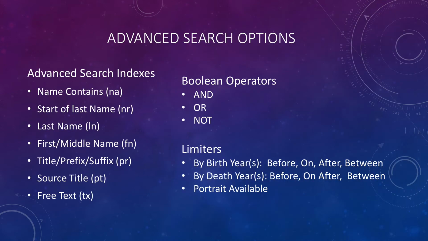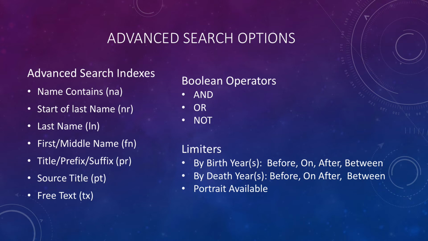After trying the basic search, you may find that your search needs further refinement. If that's the case, then it's time to move to the advanced search. However, before we move to the advanced search page, let's go over the options available to you. Option number 1 is the 7 indexes. These will allow you to choose specific fields for your search.